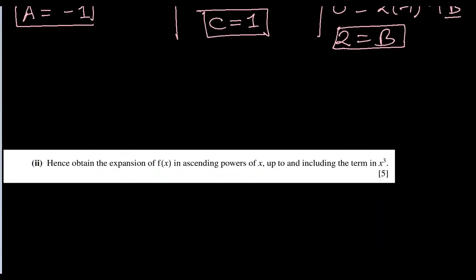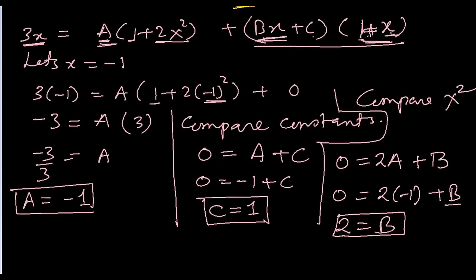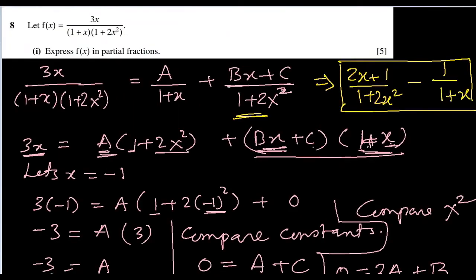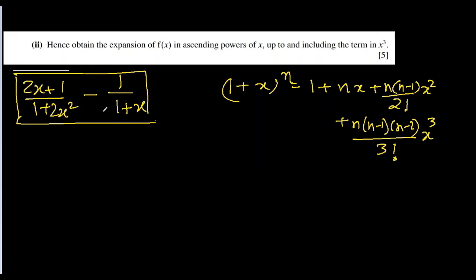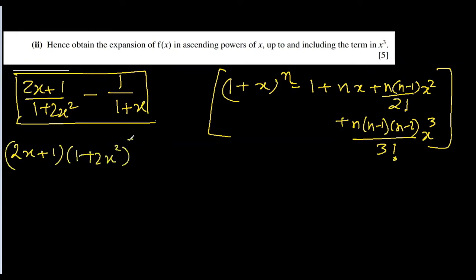Move on to the b part, which is: hence obtain the expansion of f(x) in ascending order of x up to x cube. So first let me copy the final answer. So I have copied the solution of the first part and how we will carry out the expansion. The formula I've written here. Okay, let me rearrange this one. I can write this as (2x plus 1)(1 plus 2x square) to the power minus 1, minus, there's no need to write 1, if you want to write, it's okay, but I'm not writing it, (1 plus x) to the power minus 1. So this is rearranged as this.